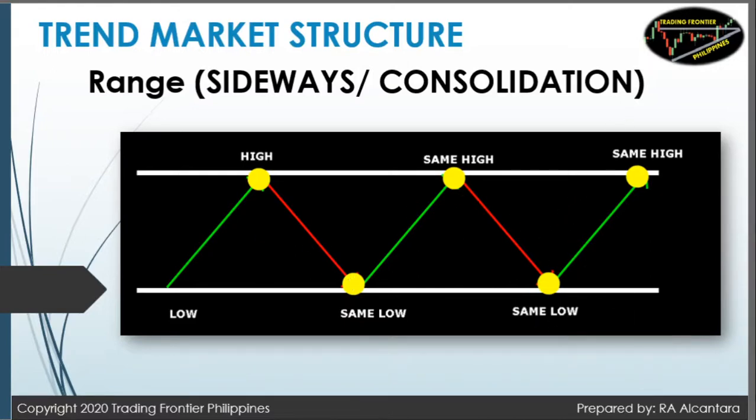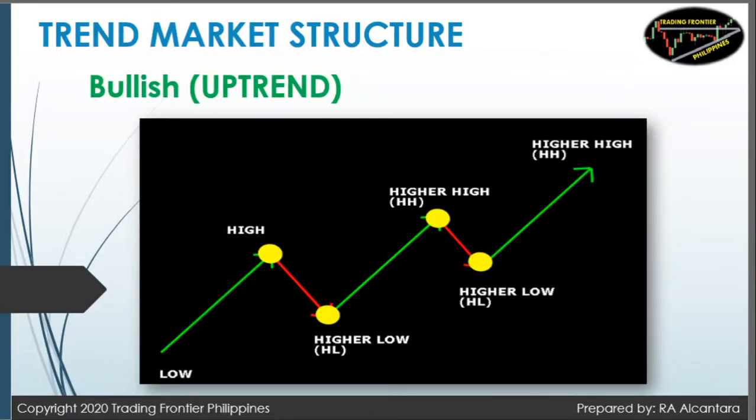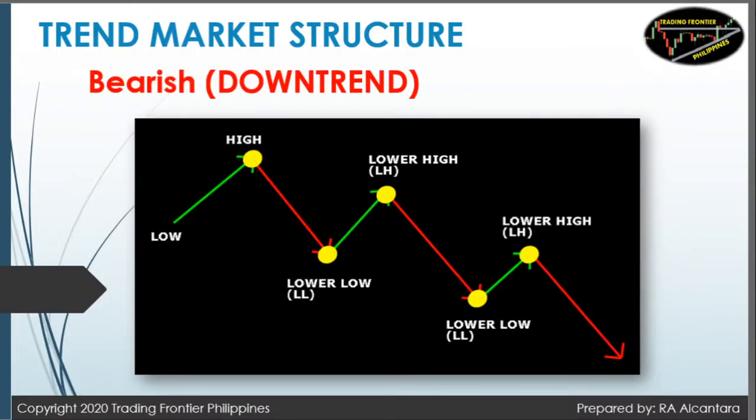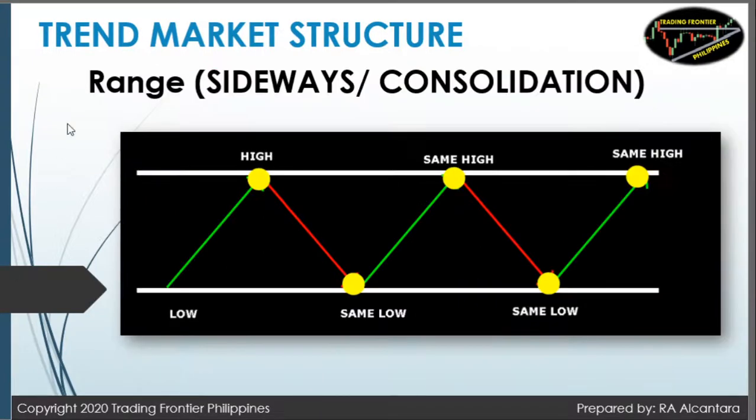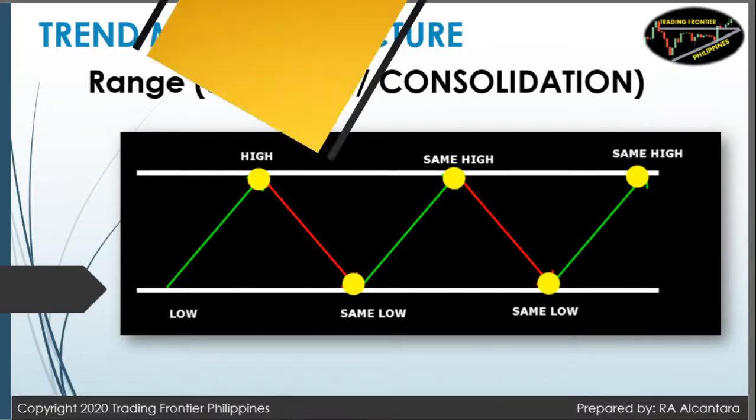So these are the three market structures in forex trading. We have the bullish or uptrend, bearish or downtrend, and last is the range, sideways or consolidation market. All right. So back to the charts.